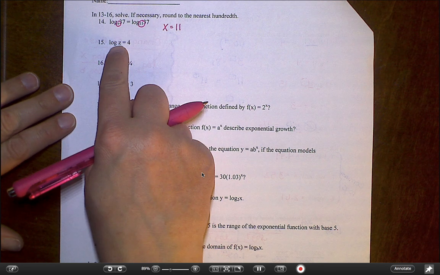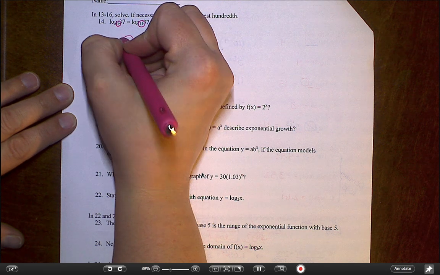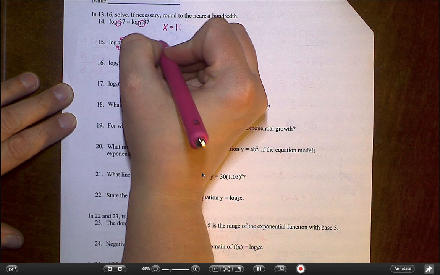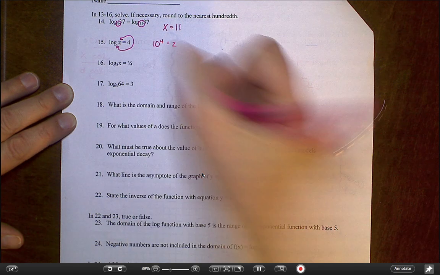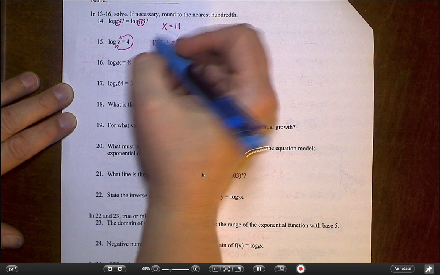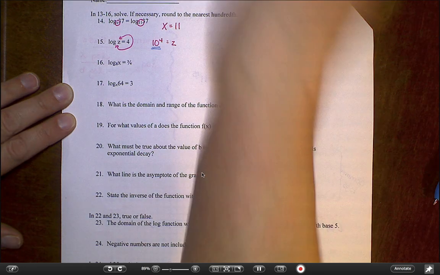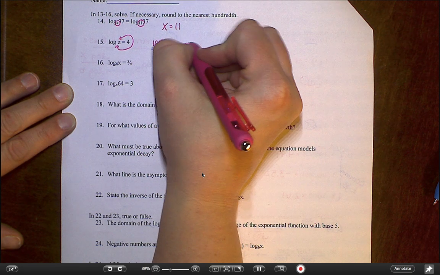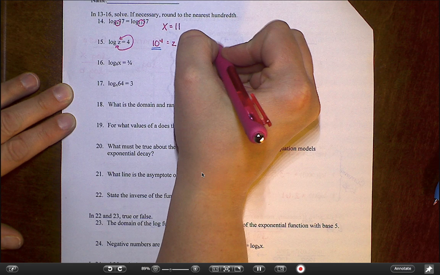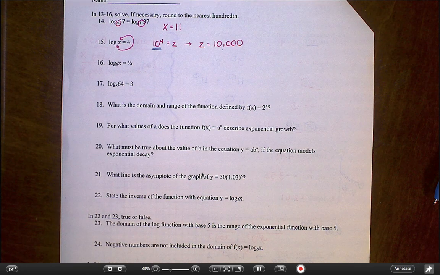This is a common log, right? It's a base 10. So if I were to swing this around to exponential form, it would say 10 to the 4th power equals z. And then from there, it's just a matter of calculating 10 to the 4th power, and that gives us that z is equal to, I believe, 10,000. That could go into your calculator if you needed it to. Hopefully with powers of 10, you don't need to use a calculator, but you could if you had to.